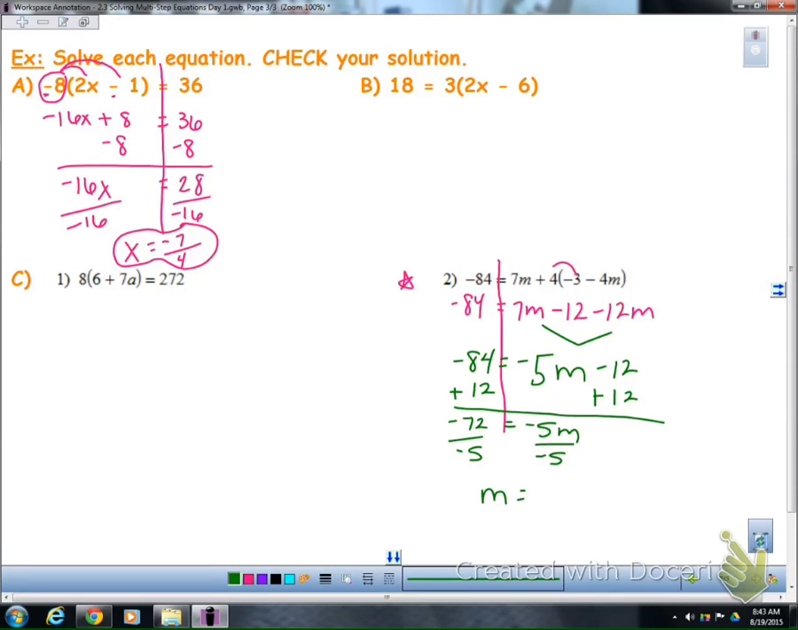This fraction does not simplify except we have a negative divided by a negative, which gives us a positive. So the answer for this one is positive 72 over 5. So as you can see, we're going to start getting into fractions, but fractions are okay. Use your calculators to help you simplify if you need to.